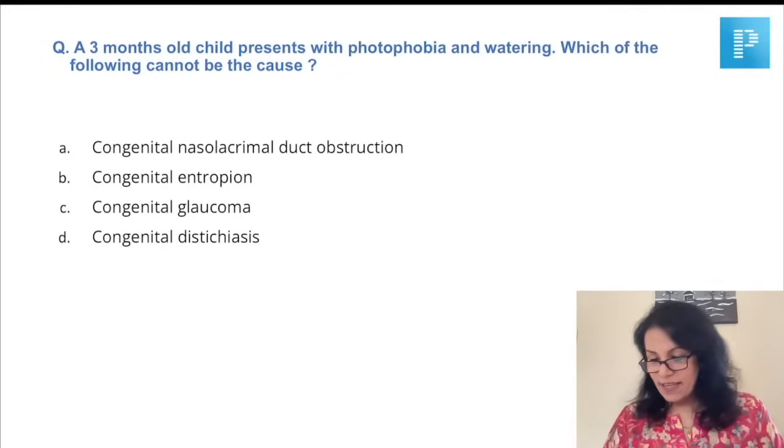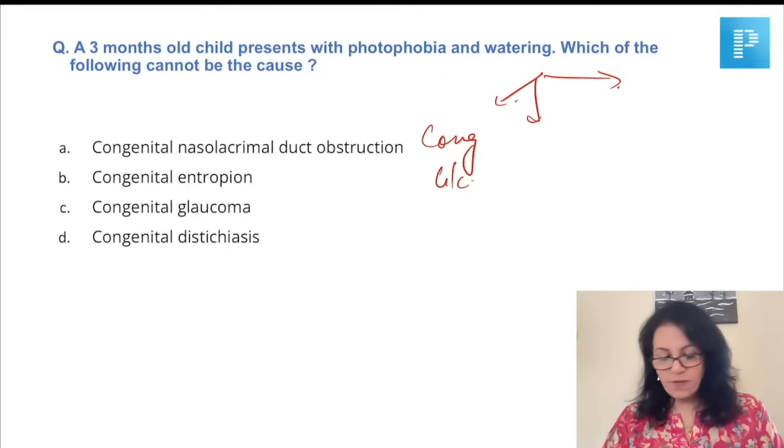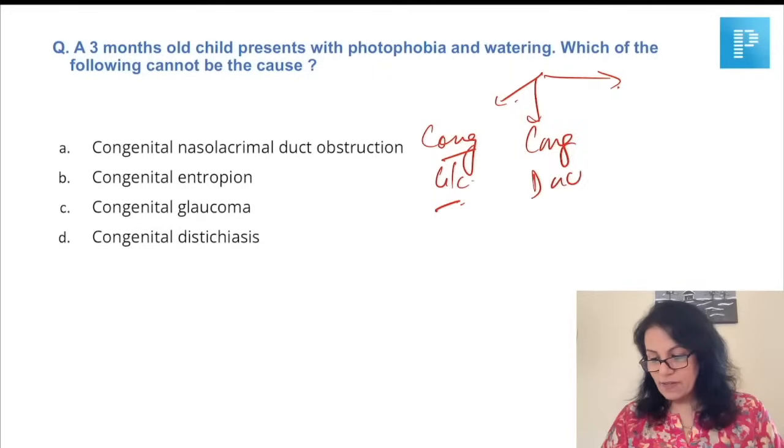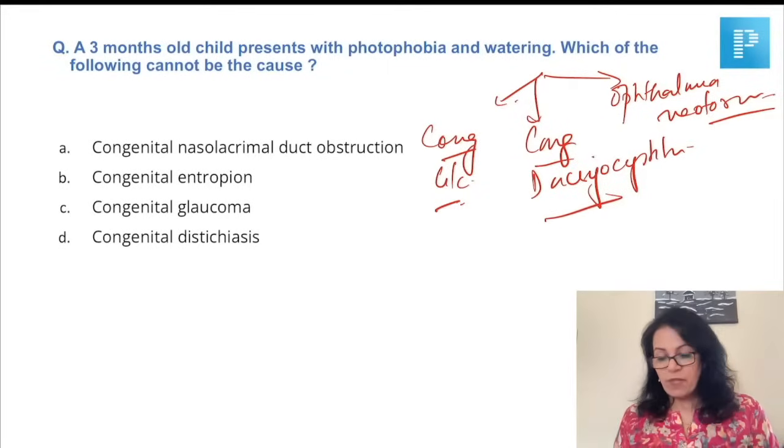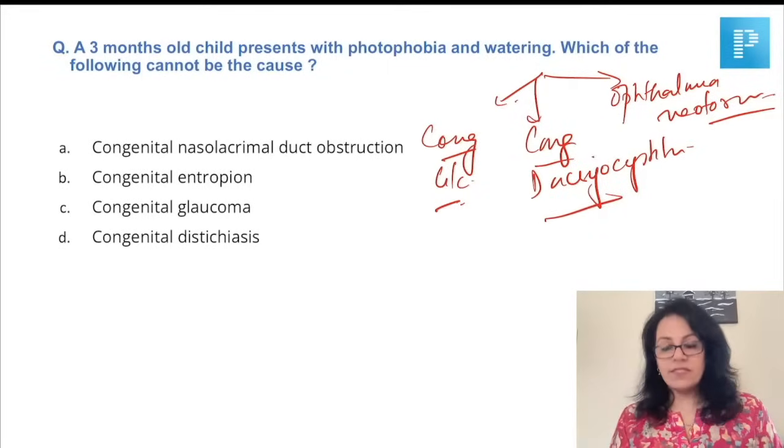Please remember these three DDs. What is the next? Either it is congenital glaucoma, or it is congenital dacryocystitis, we all know, right? Or it could be ophthalmia neonatorum, that is neonatal conjunctivitis. So in a small child, these three DDs should always be on your fingertips. And let me tell you, all three are important. But what is not the cause?